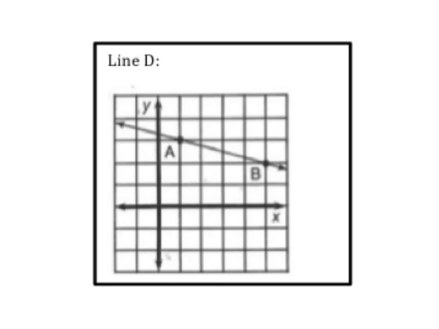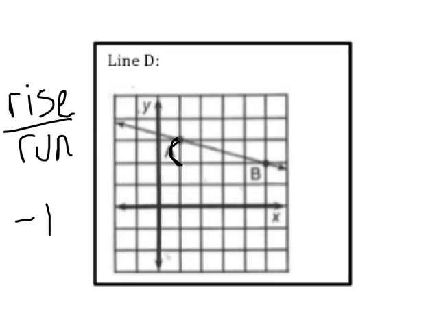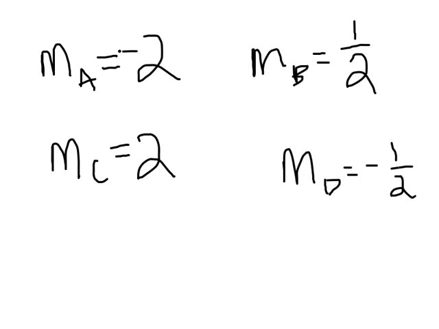Looking at line D, how do I find my slope? My slope is my rise over my run. So I can just start at one of these points and my rise will be -1. And then my run is 1, 2, 3, 4. So it's -1/4.